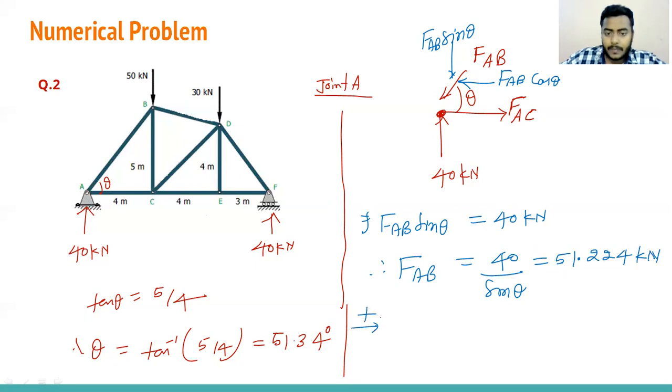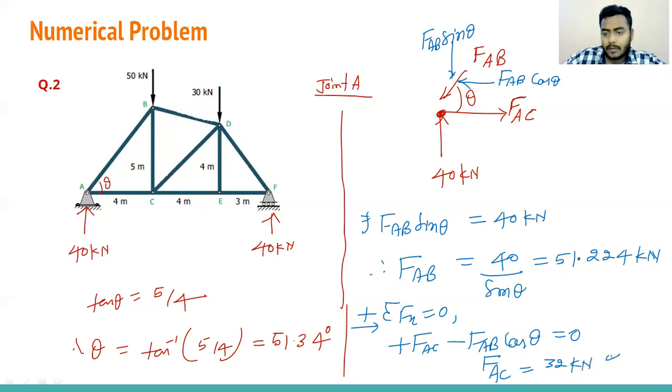Right? Apply summation Fx is equal to 0. So plus FAC minus FAB cos theta equal to 0. From this equation you will get FAC is equal to 32 kilonewton. So this we are getting tensile, 32 kilonewton. And compressive 51.224 kilonewton, compression.